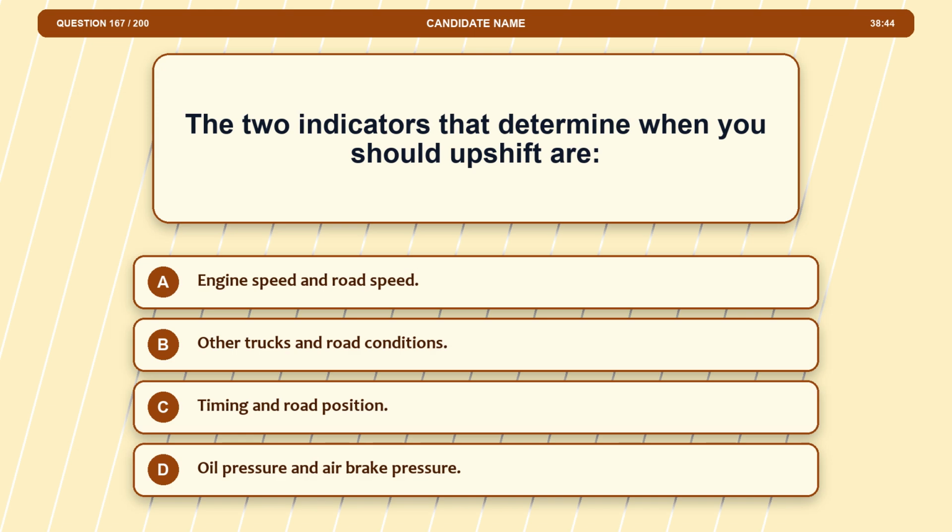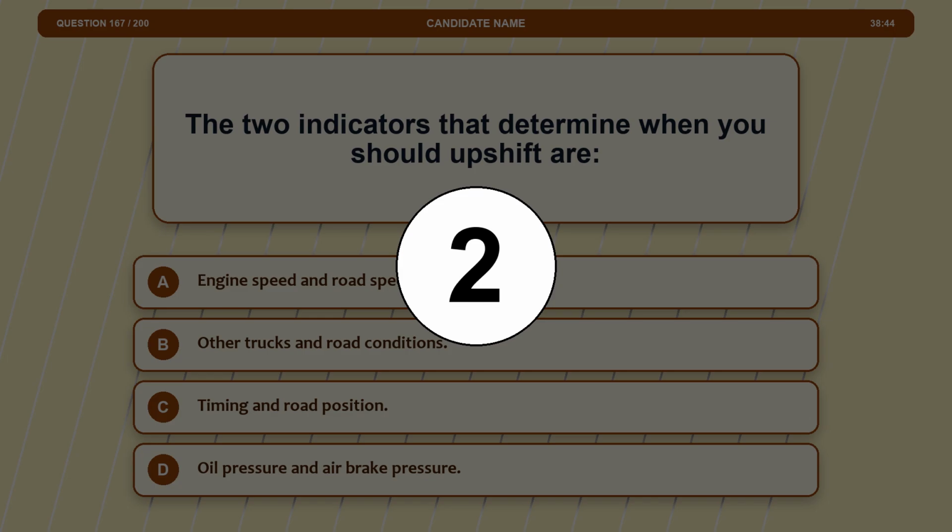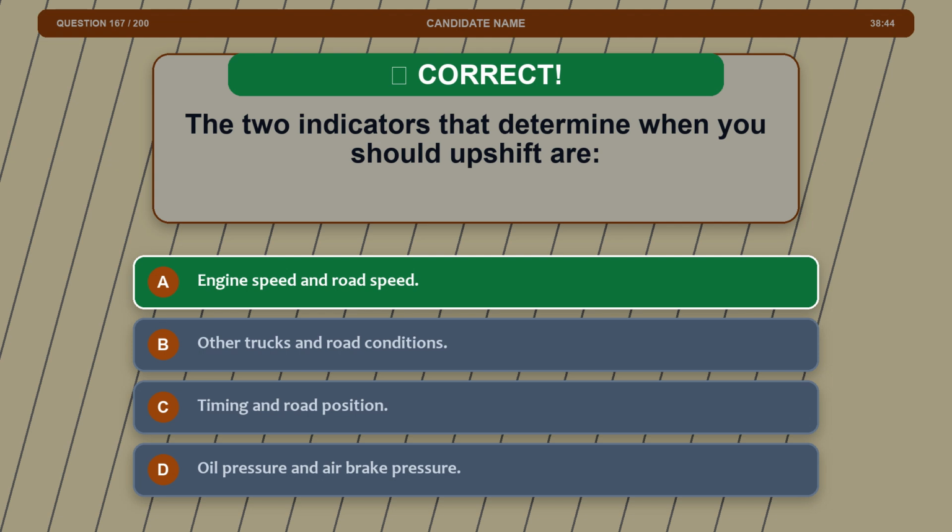Question 167. The two indicators that determine when you should upshift are: Option A, engine speed and road speed. Option B, other trucks and road conditions. Option C, timing and road position. Option D, oil pressure and air brake pressure. The correct answer is option A, engine speed and road speed.